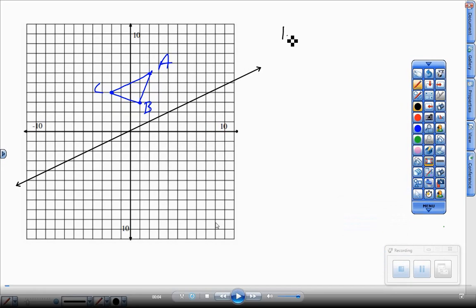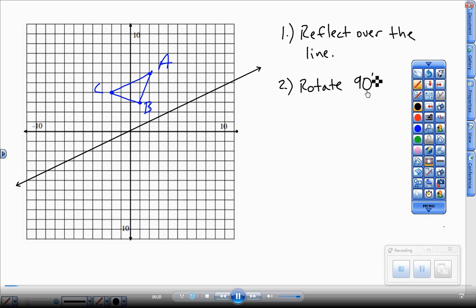Okay, for today's problems, I would like you to do some more complex reflections, and then we're going to practice the rotations and the translations. So here we go. I'd like you to reflect this triangle over this new line here. I want you to realize that this line has a slope of 1/2. Hopefully you can see that, over 2 up 1, over 2 up 1.